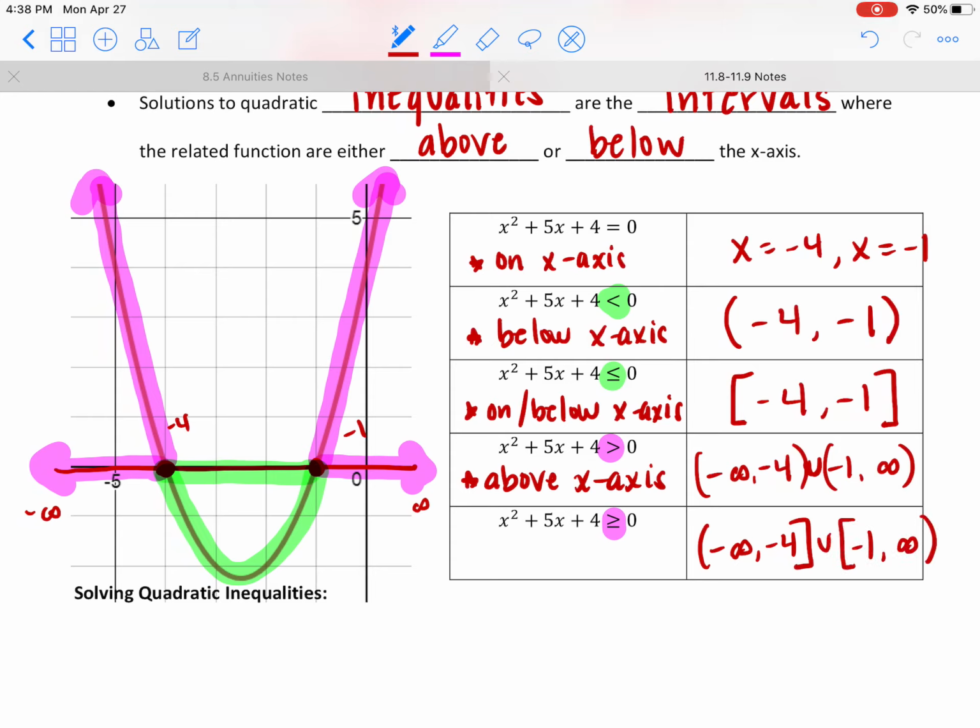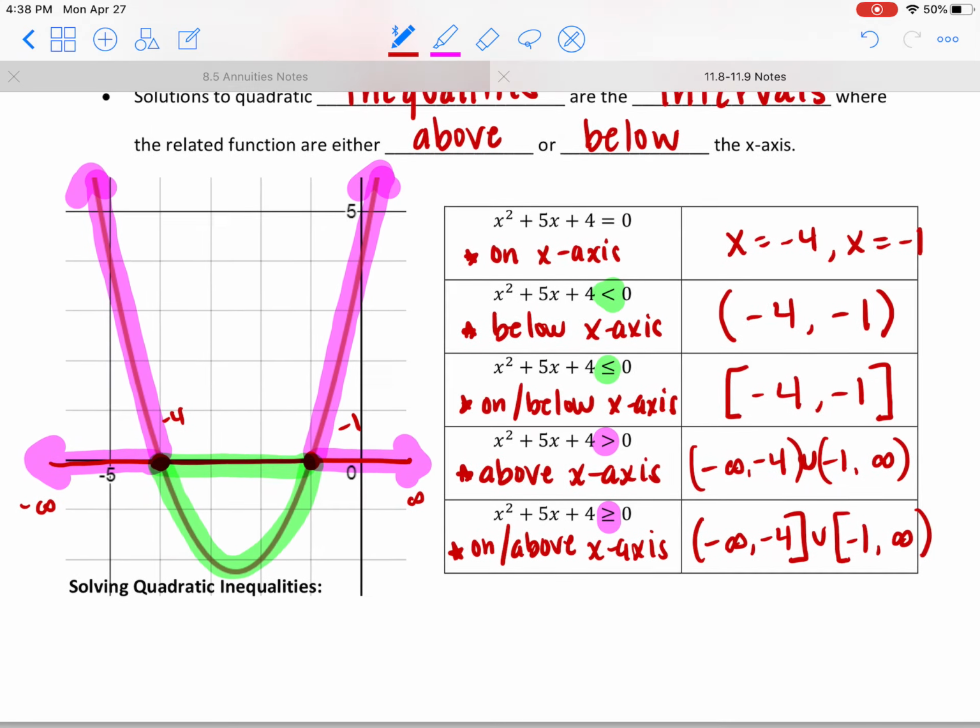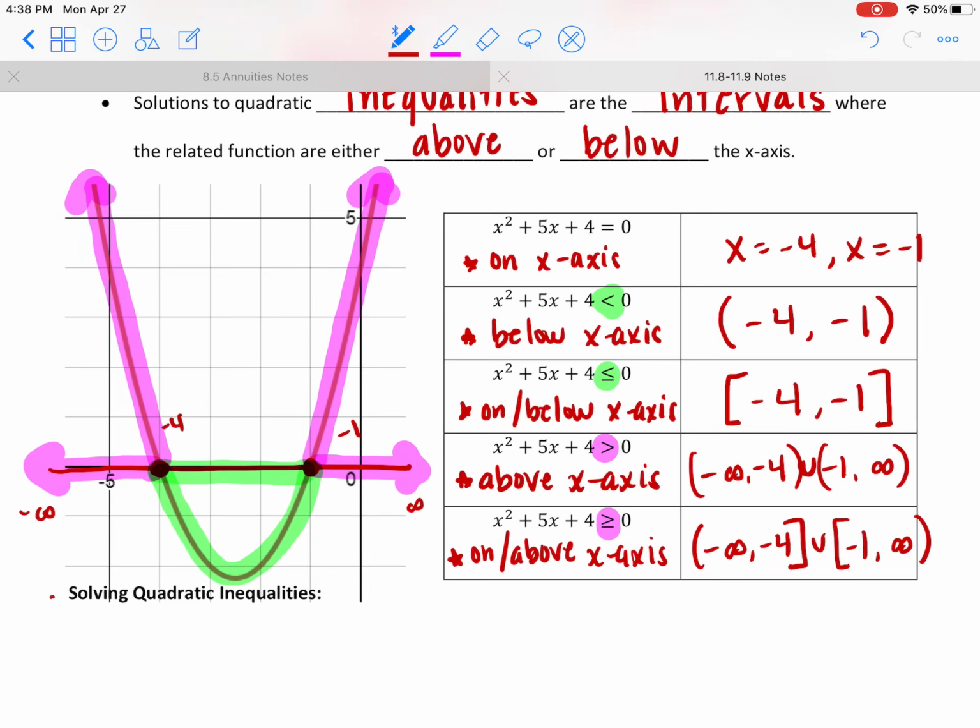And then this one, same thing, it's above, but now we have the equal to. So the equal to tells us to use brackets. So everything from -infinity to -4, now including the -4, united with everything from -1 to infinity, and we include the -1. So this is on and above the x-axis.